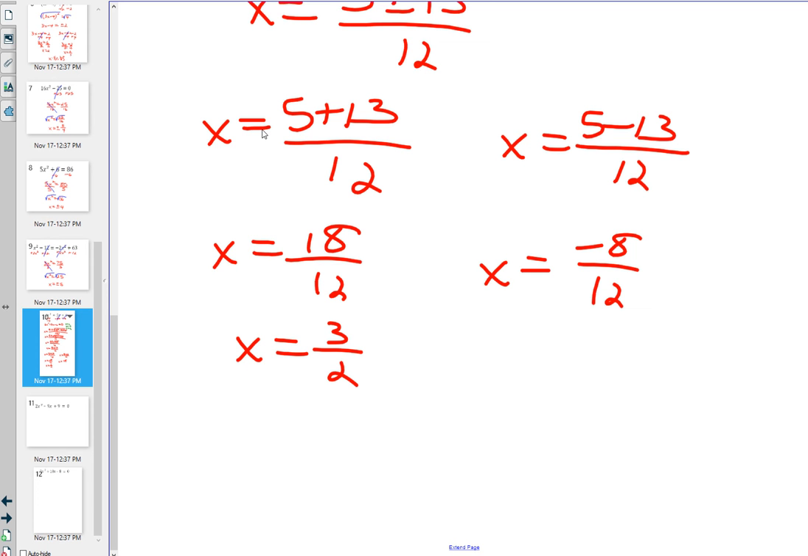Negative 8 over 12. You gotta know how to reduce fractions. What did I reduce the first fraction by? What did each number get divided by to get from here to here? 6. Yeah, that's called the greatest common factor. 6 over the greatest common factor. How about here? What was the greatest common factor there? 4. Isaac, you got that? Okay, good.